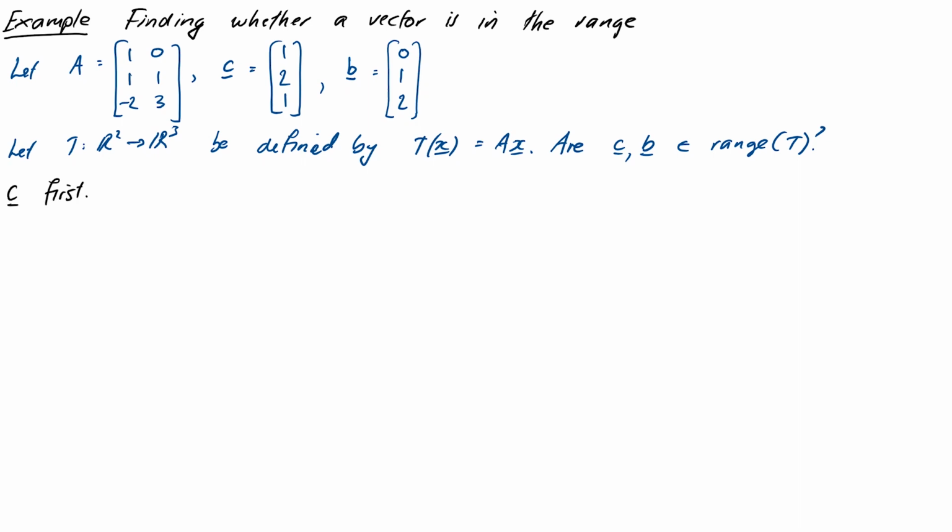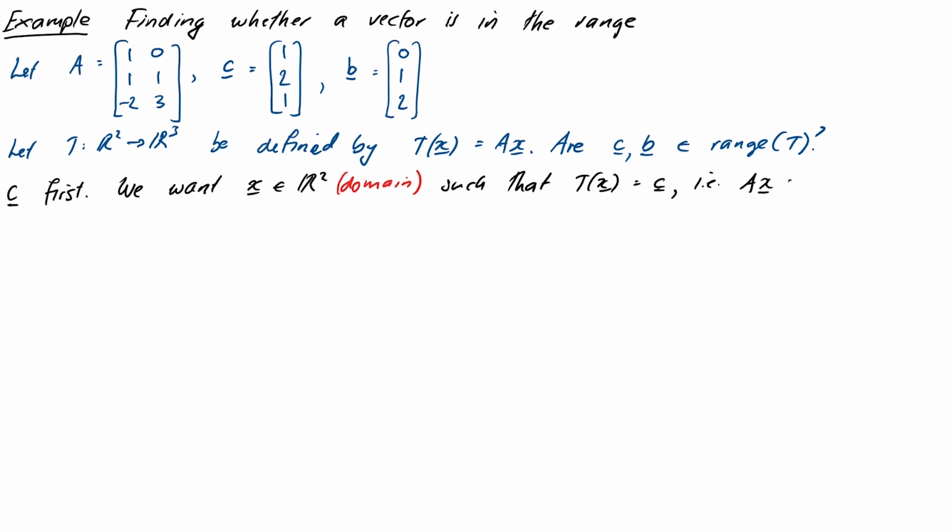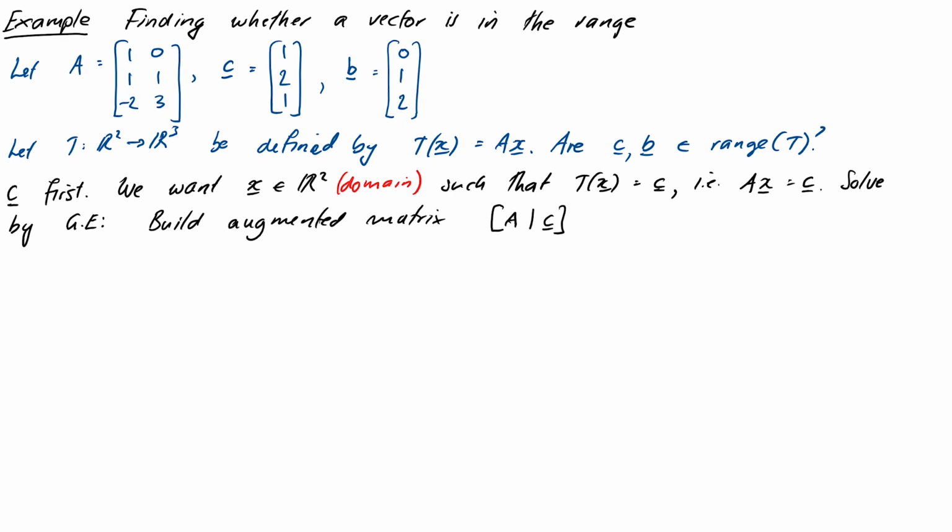What we want to know is: is there a vector x in R2, that's the domain of T, such that T of x is equal to C, i.e. A times x is equal to C. So now actually we're back in our familiar realm of solving linear equations. We can just solve this by building the augmented matrix with A and C and trying to solve it. If you want a bit of extra practice with this, you might want to pause your video and try and work this one through yourself before continuing.